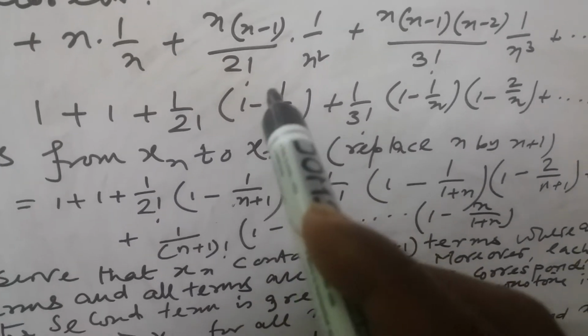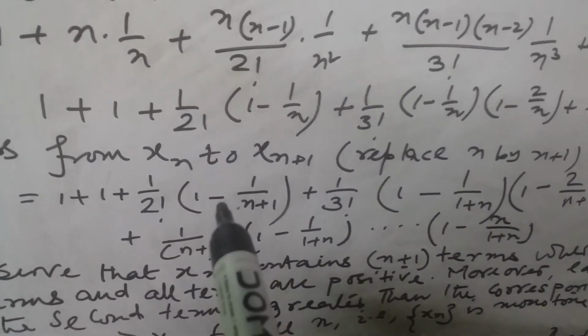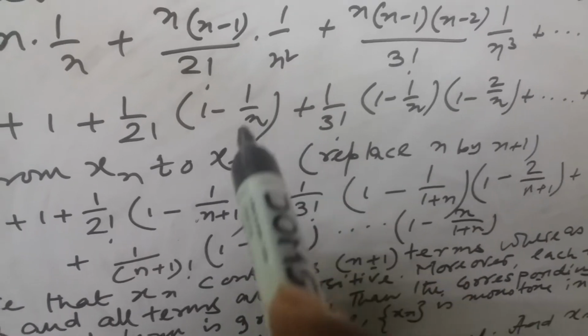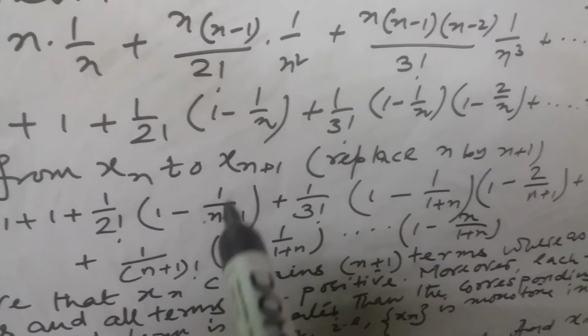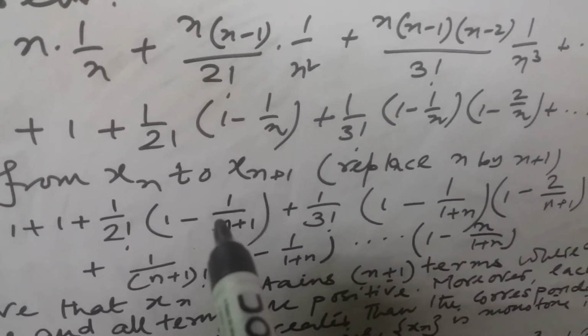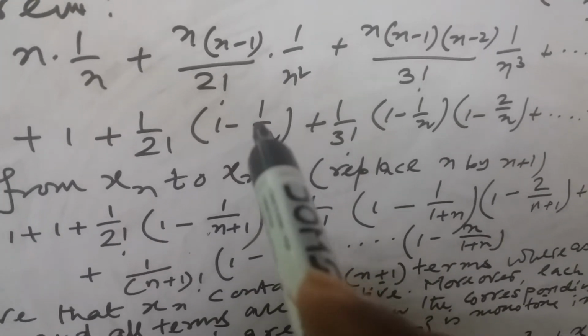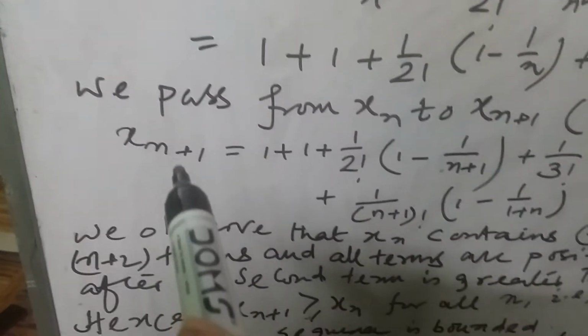That's why the deduction here is more than here, and that's why xn plus 1 is greater. Since 1 by n plus 1 is less than 1 by n, the result of this deduction is more than the result of that deduction, and that's why xn plus 1 is greater than xn.